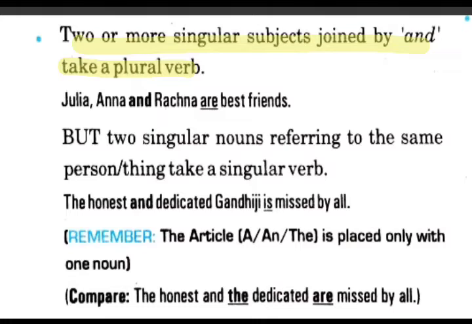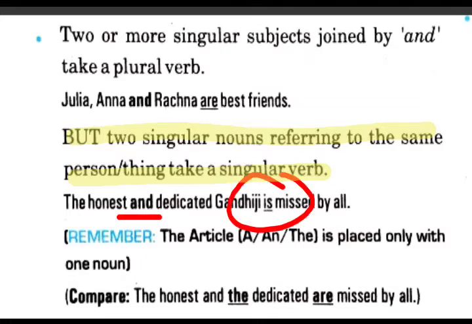When two or more singular subjects are joined by and, they take a plural verb. For example, Julia, Anna and Rachna are best friends. So if there are three singular things that we're joining by and, then we use plural verb. But in case there are two singular nouns referring to the same person, for example, the honest and dedicated Gandhiji. So here honest and dedicated are referring to a single person, Gandhiji. Then we use singular verb is.